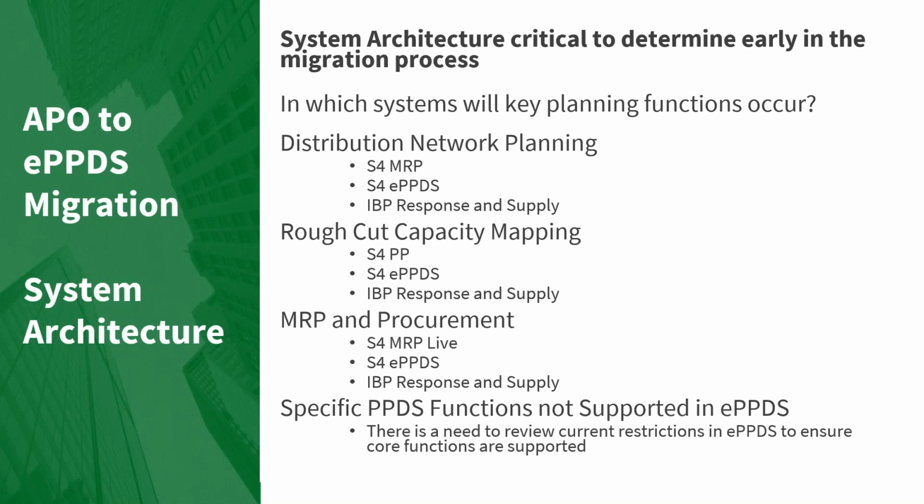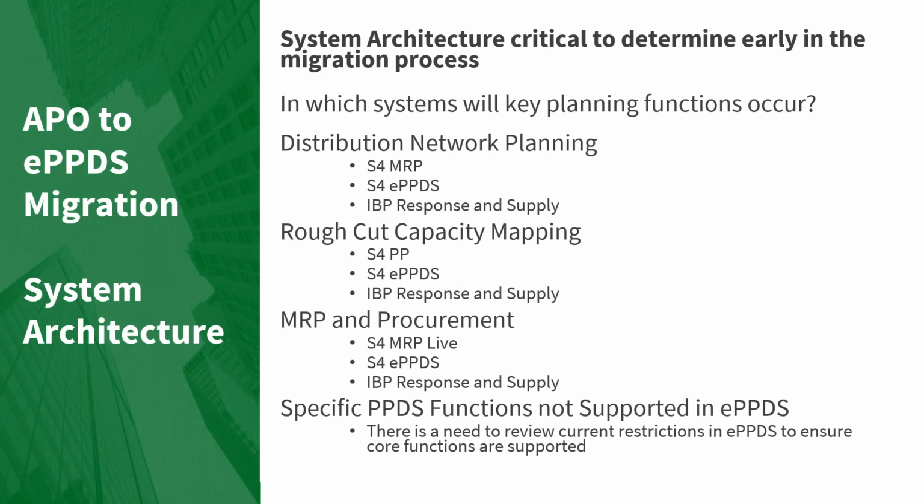Some of the big things as you're planning your project and migrating from APO to EPPDS, S/4, IBP, et cetera: the biggest thing we have to do early in the project is really understand what your system architecture is going to look like, and get a feel for what your end game is. So the interim steps, as well as the end game of what the overall architecture is going to look like, and which systems will perform the key planning functions.